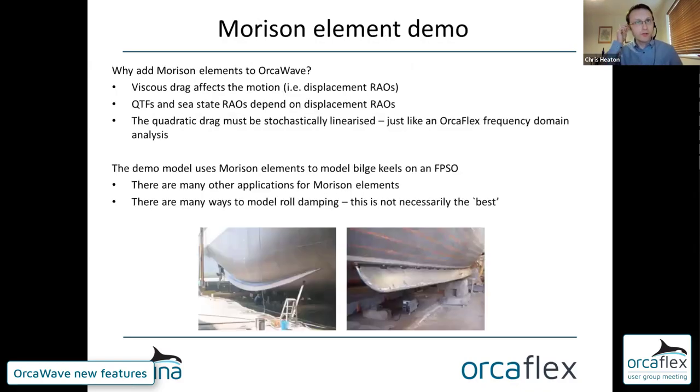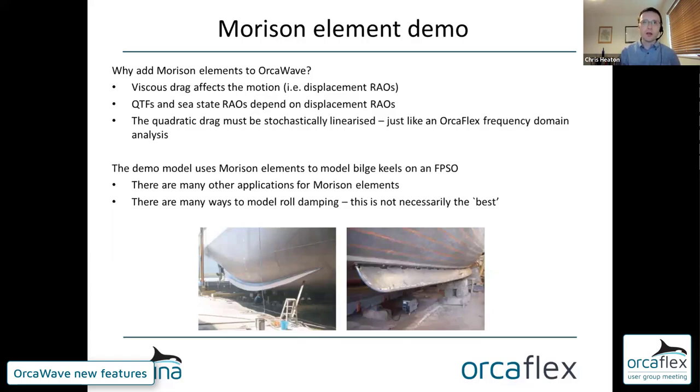Elements. So OrcaFlex users will be familiar with the terminology. These are line objects that attract Morison drag. So they're in OrcaFlex. Why do you need them in OrcaWave as well? Well, the motivation is that the drag can affect the motion of the body, obviously. And in OrcaWave, that means the displacement RAOs. And some of the results from OrcaWave, especially the QTFs, are dependent on the displacement RAOs. So you need to get the effect on the displacement RAOs captured in order to compute your QTFs if you have elements like this that have a significant drag.